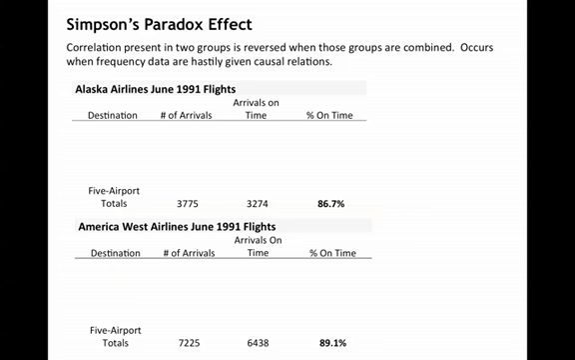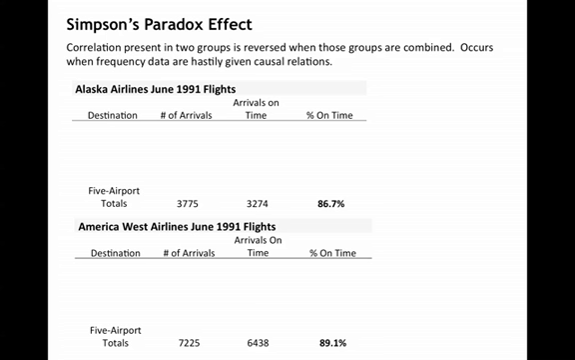So here's just a really cool effect called the Simpson's paradox effect, and it really shows you how aggregating the data can affect your interpretation of the data. This effect describes when a correlation present in 2 groups is reversed when those groups are combined. And it occurs when frequency data are hastily given causal relations.